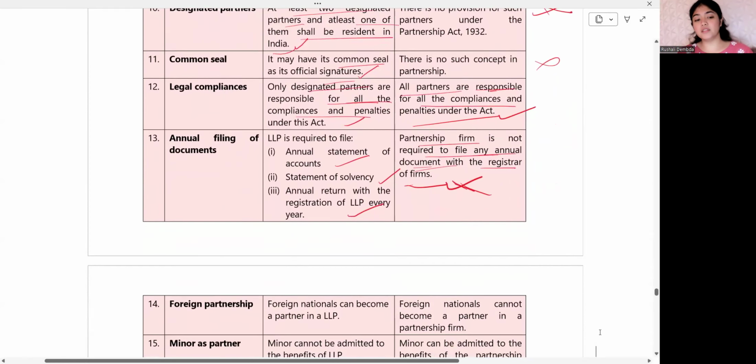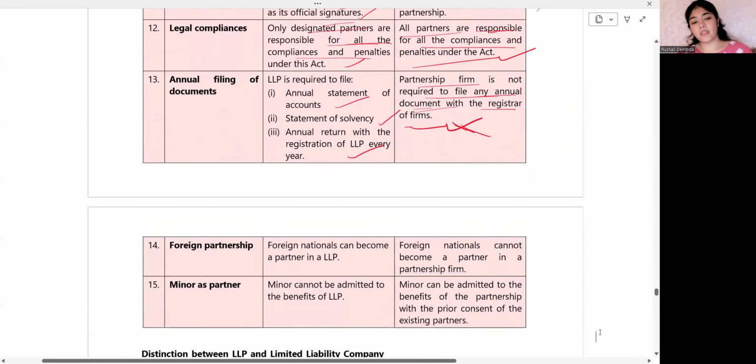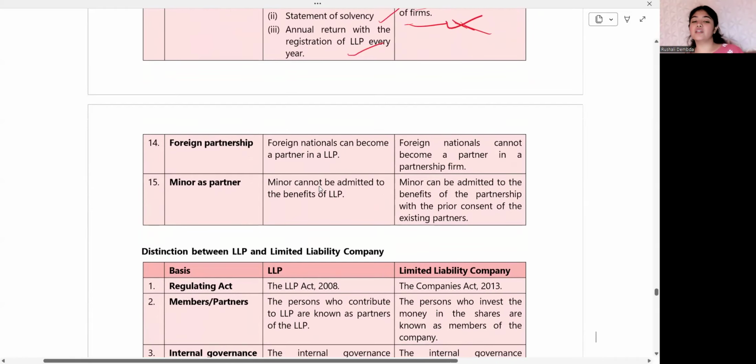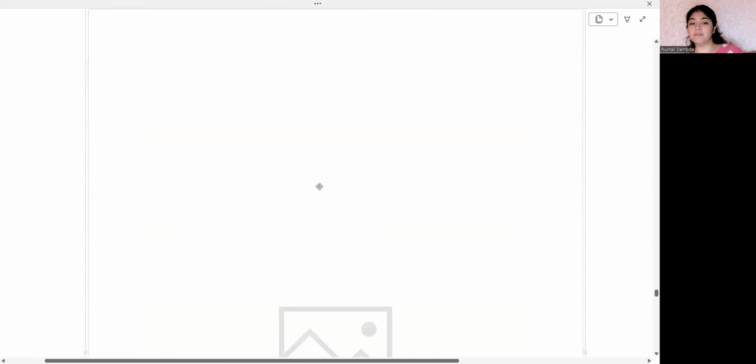There are a few more points. Foreign partnership: LLP can have foreign nationals, and they can become partners in LLP.